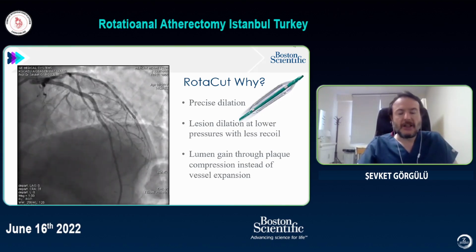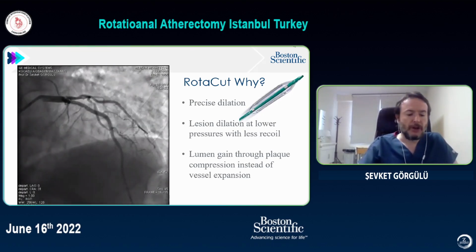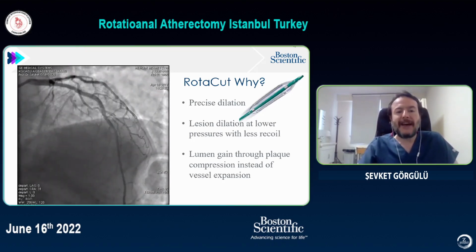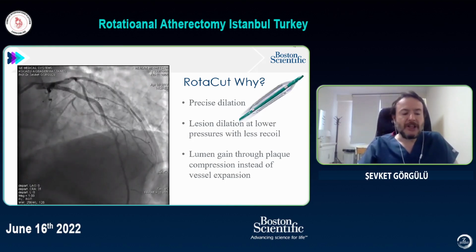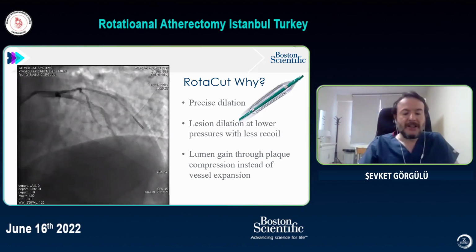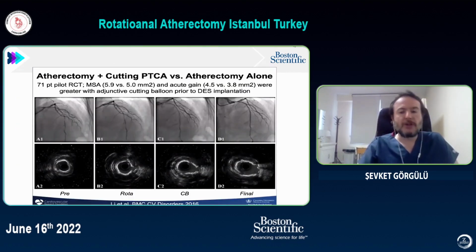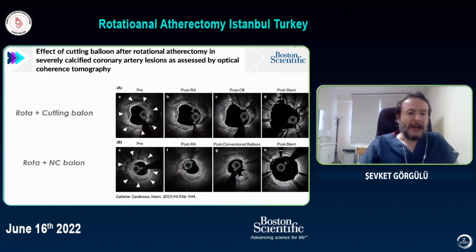I have 2 reasons for cutting balloon after rota. First is the less recoil and plaque compression effect of the cutting balloon. The second reason, which is for me more important, is the scientific evidence for that. We have this single center observational study indicating better minimal cross-sectional stent area if rota followed by cutting balloon. Another study indicating better stent expansion with cutting balloon after rota.